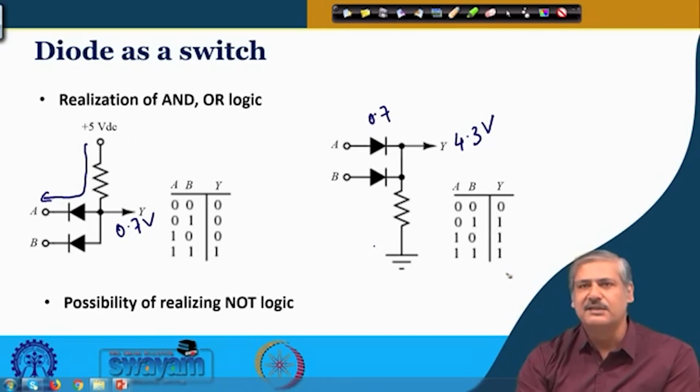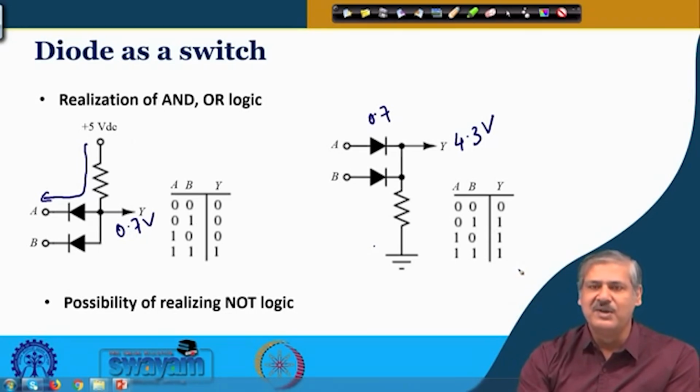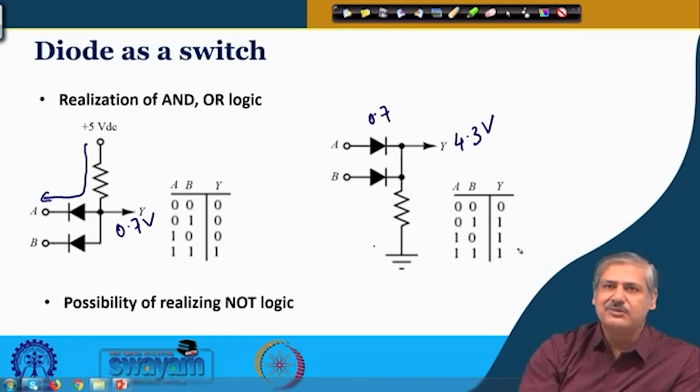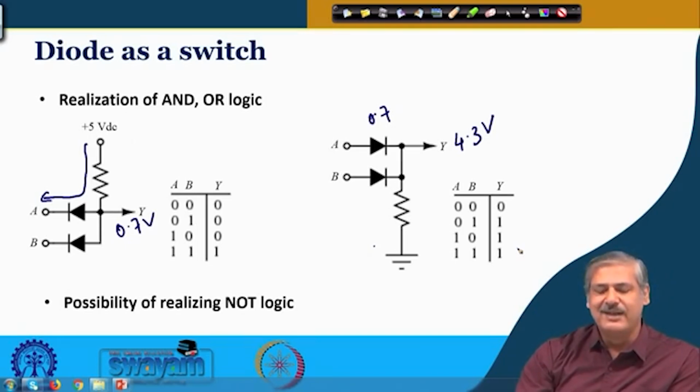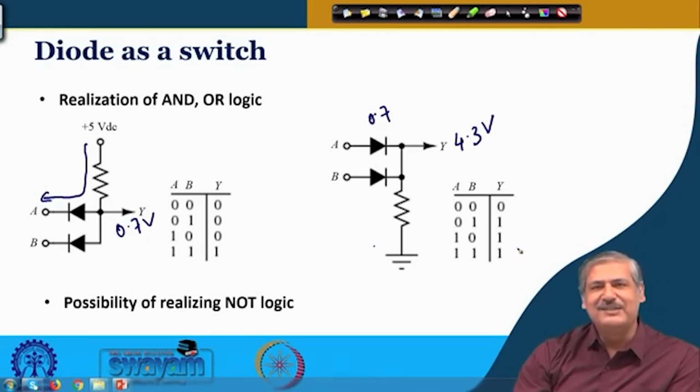What sort of logic is this? This is OR logic. So, using a diode as a switch, we can get AND logic and OR logic. Can we get a NOT logic using only diode and resistance? You could try, but you will see that using only a diode and resistance combination, you will not get a NOT logic, an inverter is not possible, for which we need to use a transistor, which we shall take up in the next lecture, where the transistor will be used as a switch.